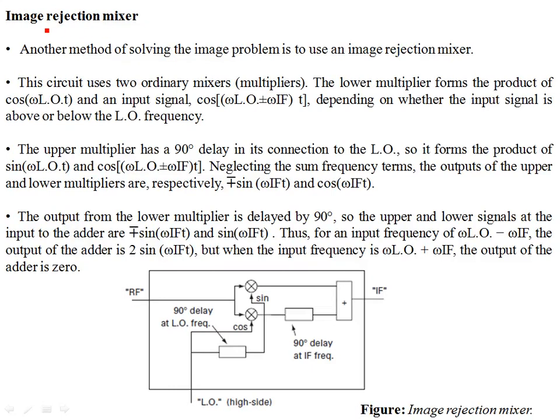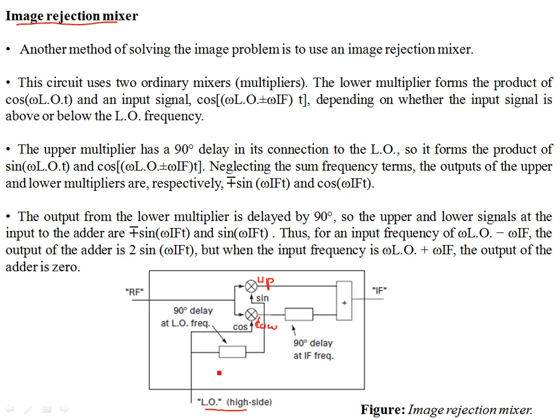An alternate way to reject the image frequency is an image rejection mixer. You can see in this circuit, it employs two multipliers. Okay, so they're ordinary multipliers, and over here is the local oscillator frequency. Let's call this the upper multiplier, and this is the lower multiplier.